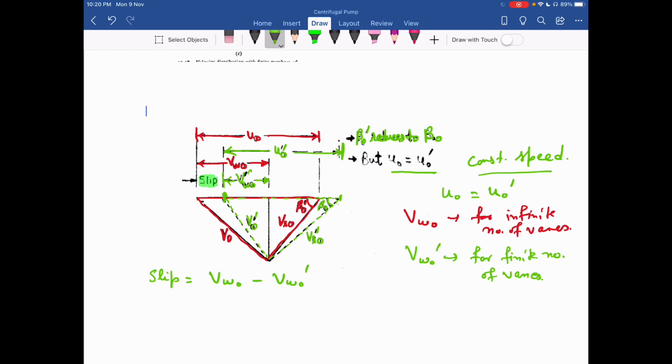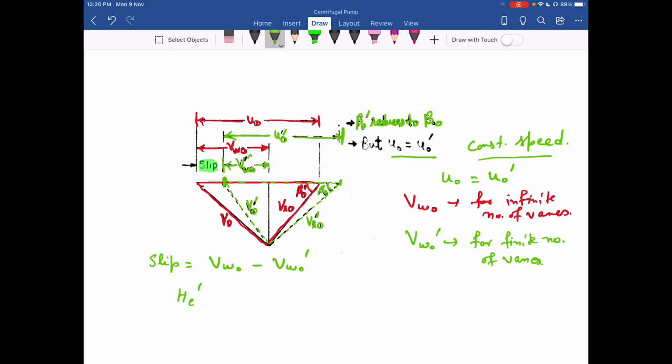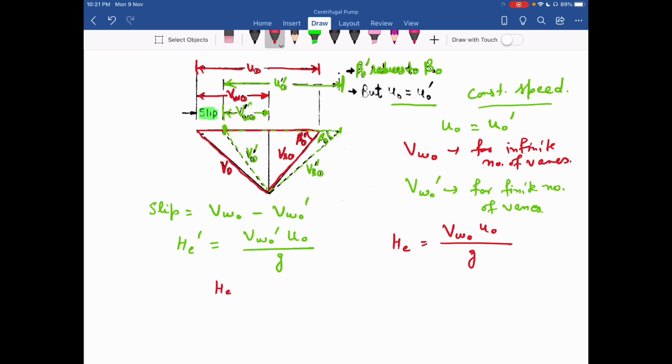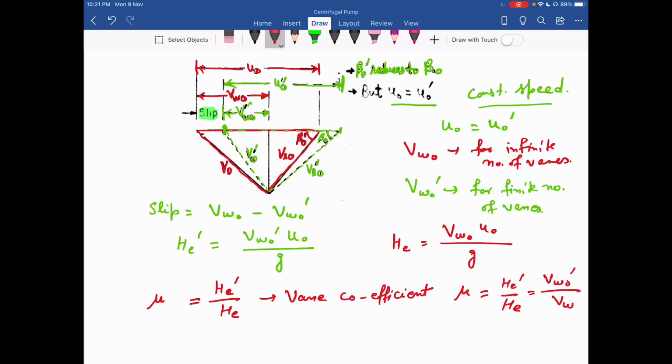Now this affects the Euler head also. So my new Euler's head for finite number of vanes is equal to VWO dash UO divided by g. Otherwise, for infinite number of vanes, HE is equal to VWO UO divided by g. Now the ratio of HE dash to HE is mu. This is called vane coefficient. So mu is equal to HE dash upon HE, or this is also equal to VWO dash upon VWO.